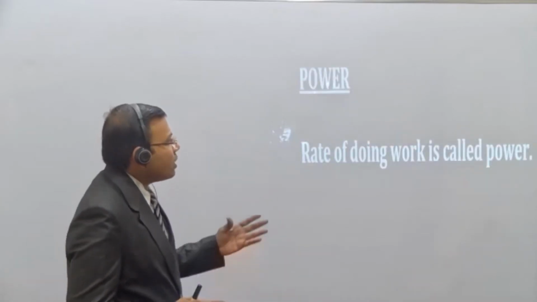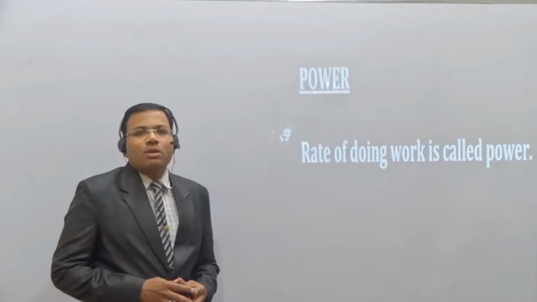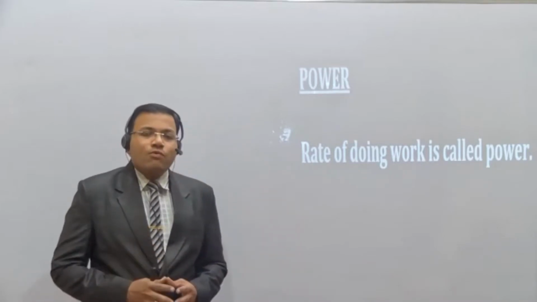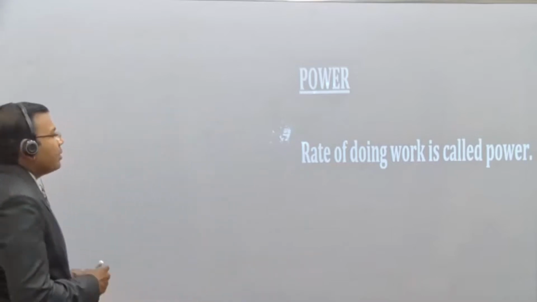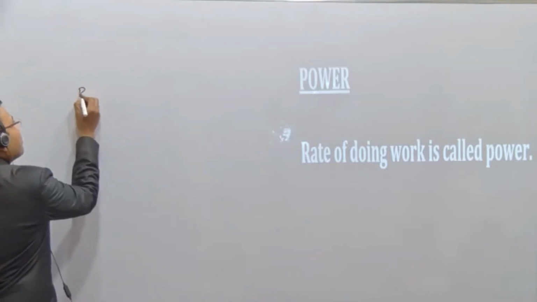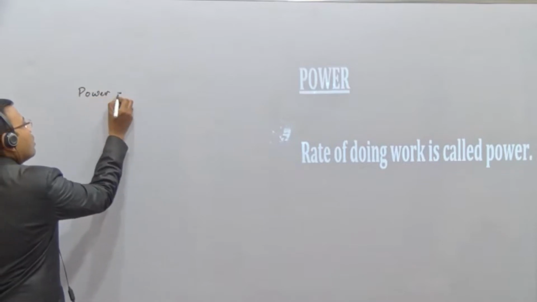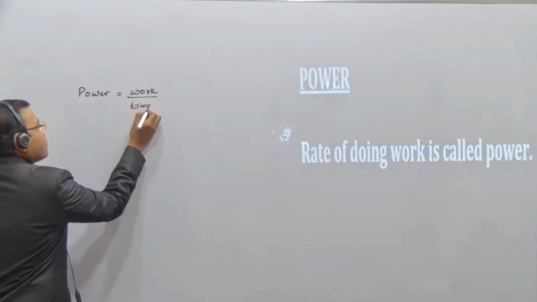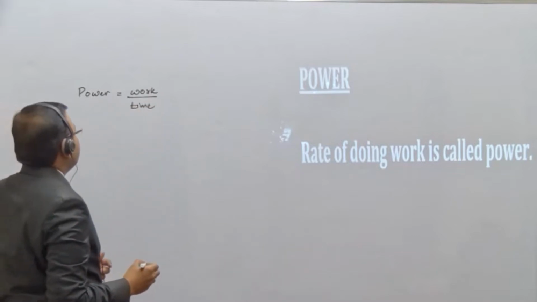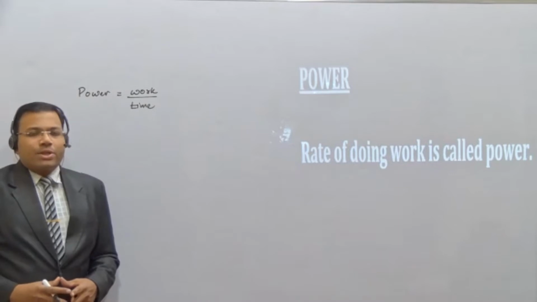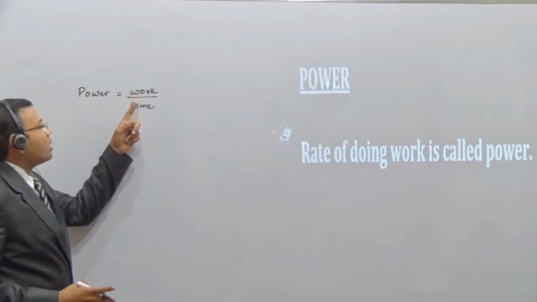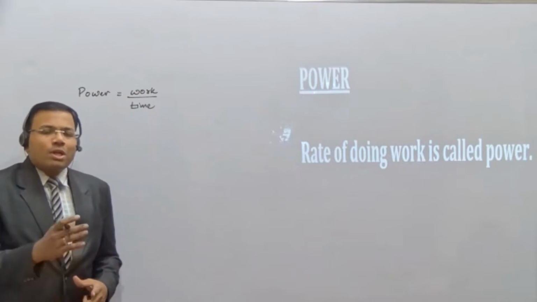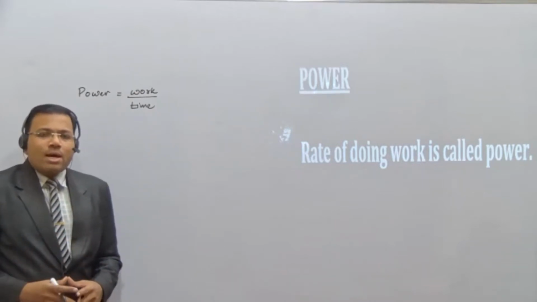Power is the rate of doing work. This is the rate of doing work, and this is called power. If you go for the formula for power, the formula says power is equal to work by time. Power is equal to work by time. That means how much work we are doing in how much time. That means the work done in unit time. In short, work done in unit time is called power.